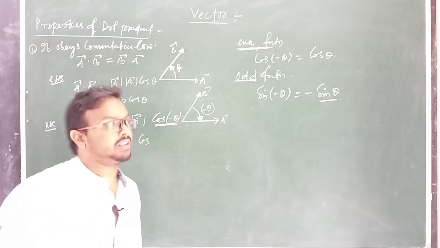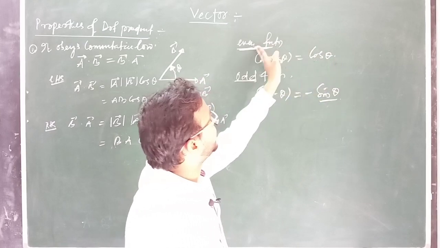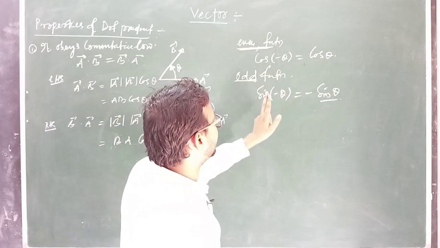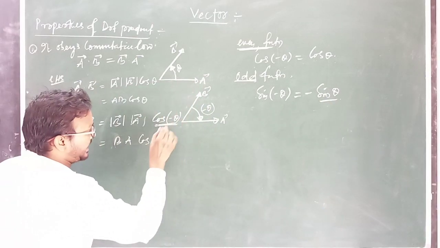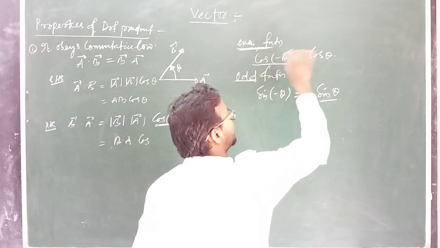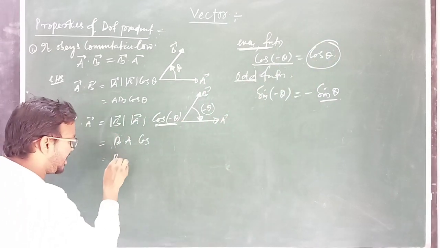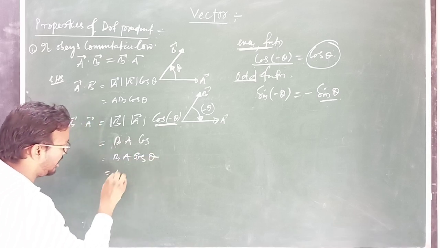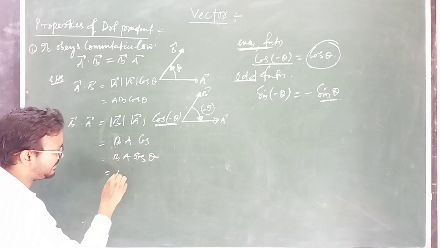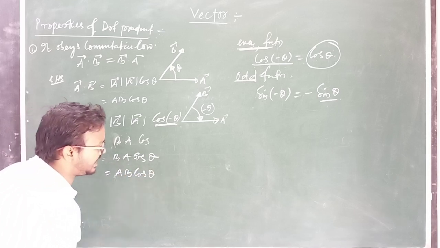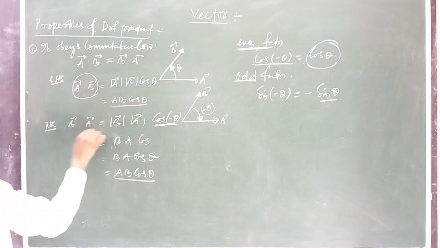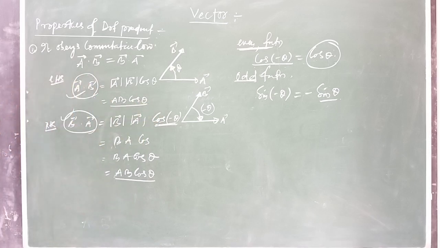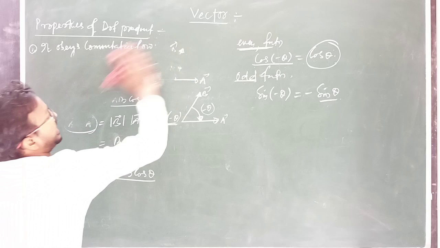You have to keep these two terms in mind, which you study in mathematics: cos minus theta equals cos theta is an even function, and sin minus theta equals minus sin theta is known as an odd function. So cos minus theta equals cos theta, so you can write here BA cos theta, which equals AB, same thing, so AB cos theta. Here this is a product of scalar quantities, so A dot B equals B dot A, proved, clear? So the dot product of two vectors obeys the commutative law.